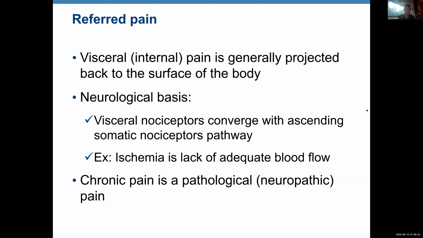Now, referred pain is when visceral, internal pain is generally projected back to the surface of the body. Like your heart hurts, but you feel pain in your left shoulder or in your left arm. The basis for it is that visceral nociceptors, receptors for pain, converge with somatic sensory receptors. That's why your brain gets confused. It cannot localize and define precisely where this pain is coming from. An example would be ischemia, the lack of oxygen flow in your blood. Chronic pain is pathological neuropathic pain. That's not referred pain, it's just chronic pain.